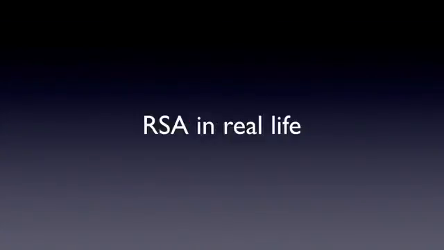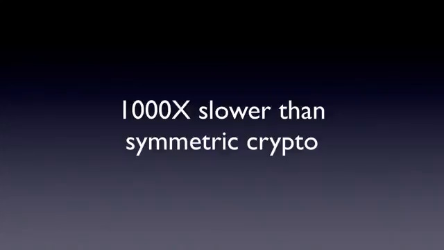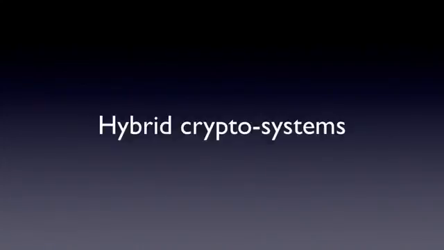So now let's talk about RSA as used in real life. RSA is about 1,000 times slower than symmetric crypto systems like AES. And for this reason, RSA has been used from the very beginning in hybrid crypto systems, or systems that use a symmetric key or secret key algorithm and an asymmetric or public key algorithm.